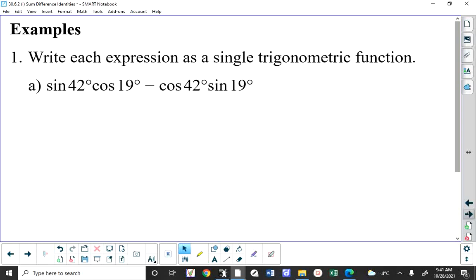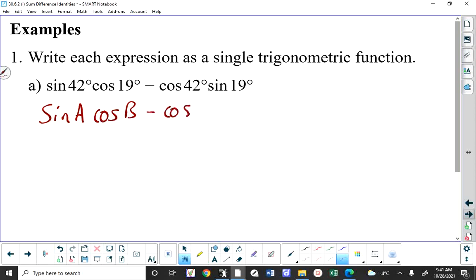So let's take a look at some examples. Write this expression as a single trigonometric ratio. What you're doing here is looking for a pattern on your formula sheet, an identity that matches this. That's all you're doing to begin with. You're finding an identity that has sine of an angle times cos of an angle minus cos of an angle times sine of an angle. And the identity says that this is sine of A cos of B minus cos of A sine of B.